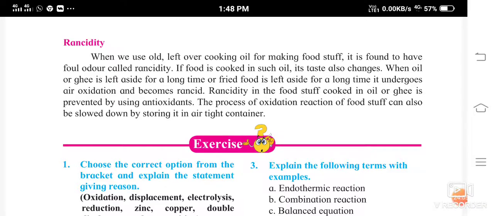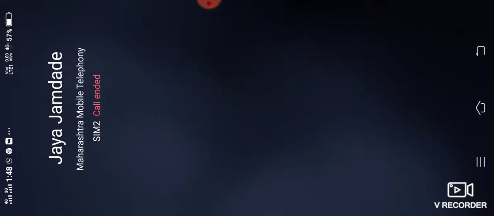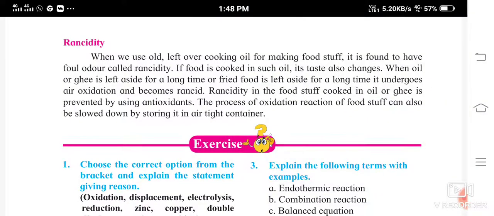The oxidation reaction of foodstuff can also be slowed down by storing it in airtight containers. So you can do one more thing. For rancidity to take place, you require oxygen and moisture, right? Now this is there in the atmosphere. So if you store it in an airtight container, you can prevent it from becoming rancid.